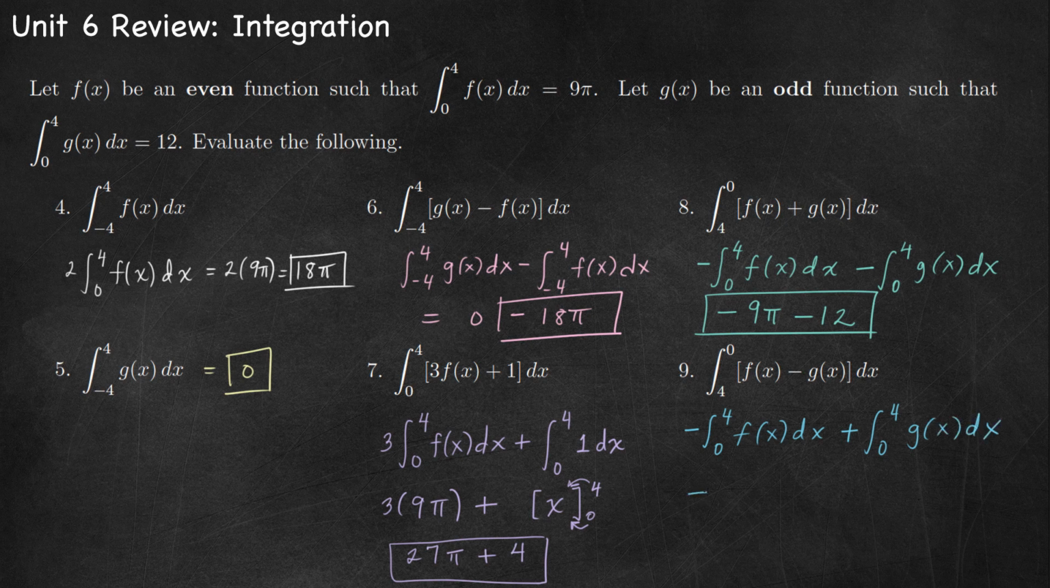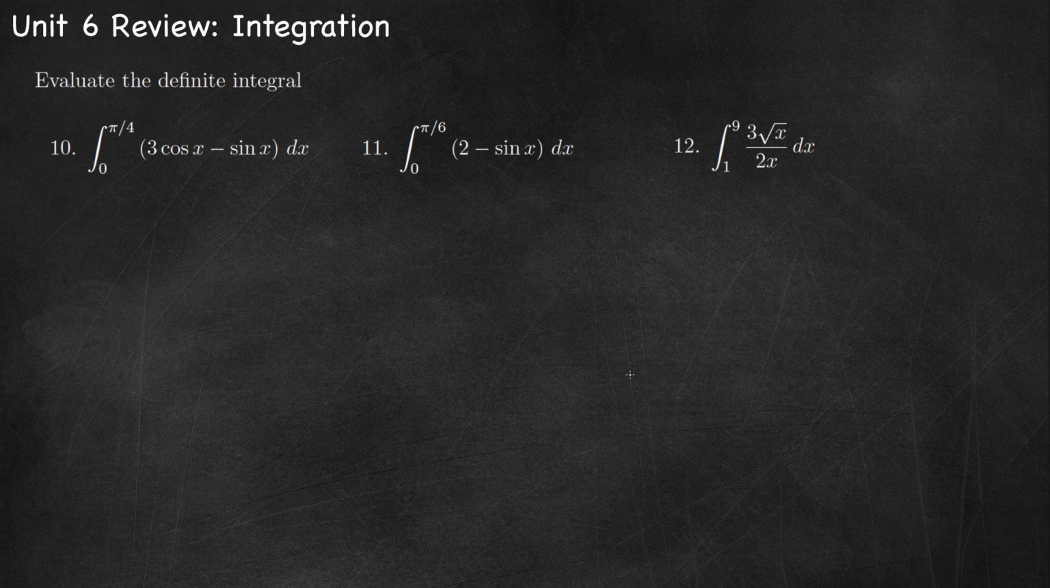So now I have negative, the integral of f from 0 to 4 is 9 pi, plus the integral of g from 0 to 4, which is just 12. So negative 9 pi plus 12.